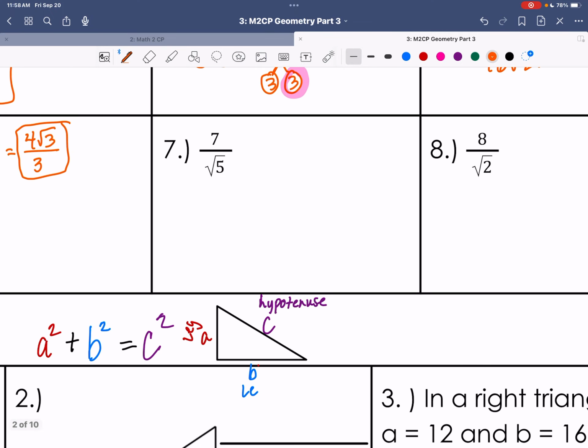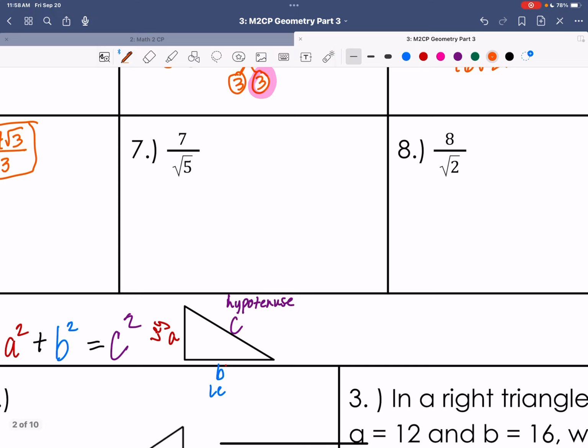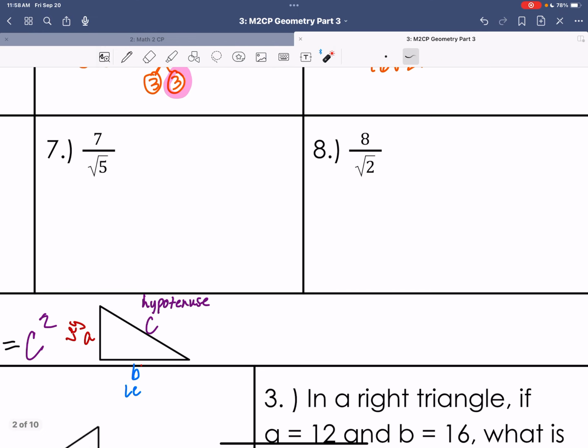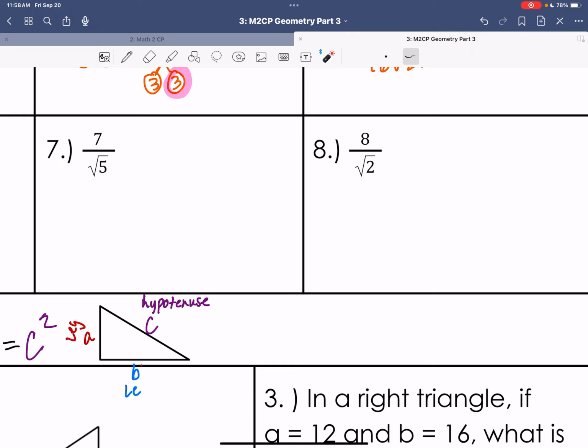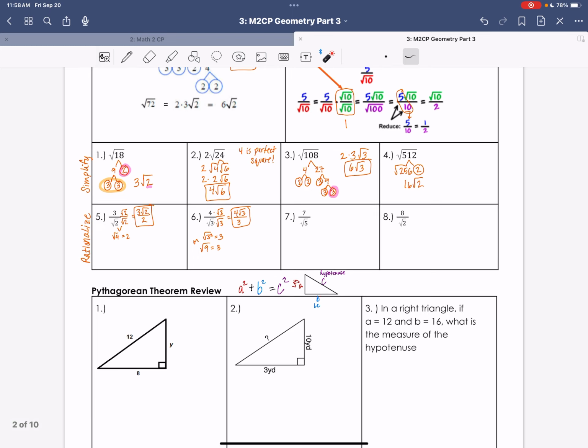All right, I want you to try this one, and I want you to try 8. So go ahead, try this, and I'll give you a hint on number 8. You can simplify the numbers that are outside the radical, and we'll check those.